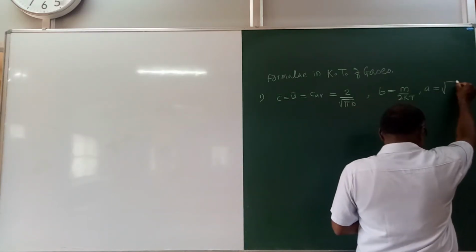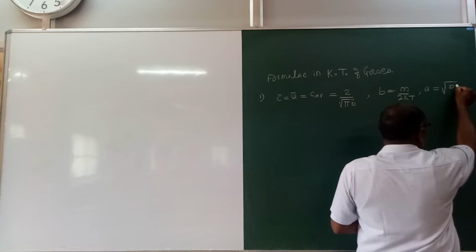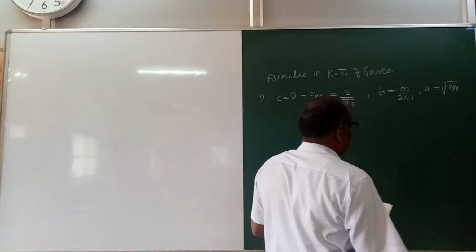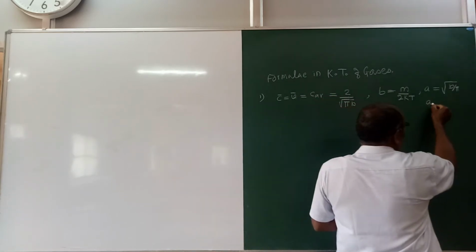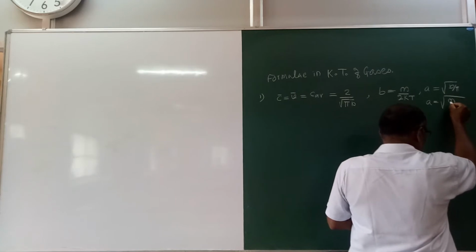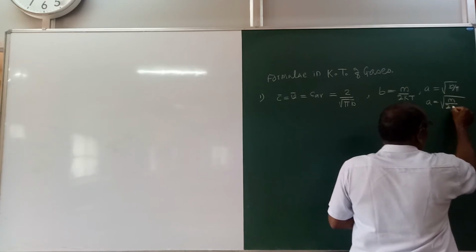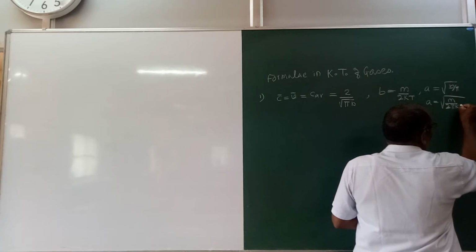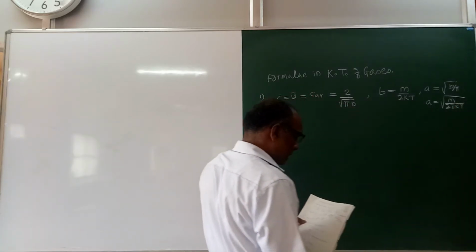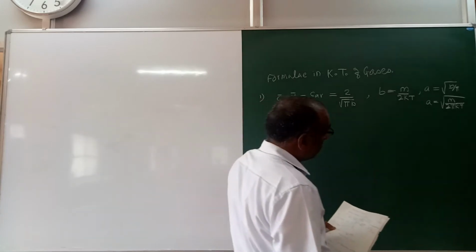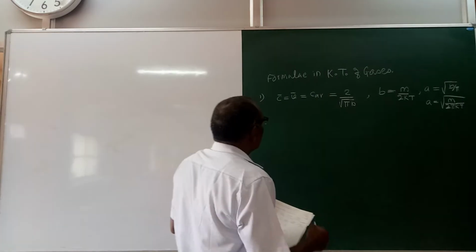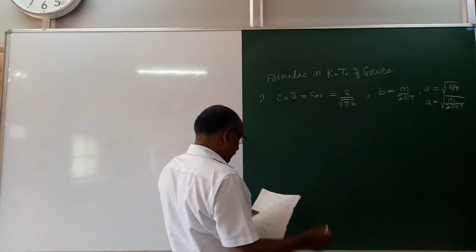A and B are the constants. This A is given by the square root of B by pi, or A is equal to square root of m upon 2 pi kT. T is absolute temperature, k is the Boltzmann constant, m is the mass. So this is one relation.